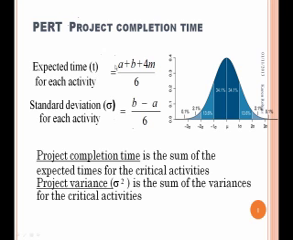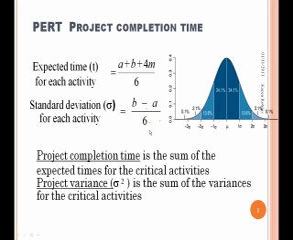A is the optimistic time, B is the pessimistic time, and M is the most likely time. And the standard deviation, or how variable, or how sure they are that the activity will be completed in time, is B minus A over 6.